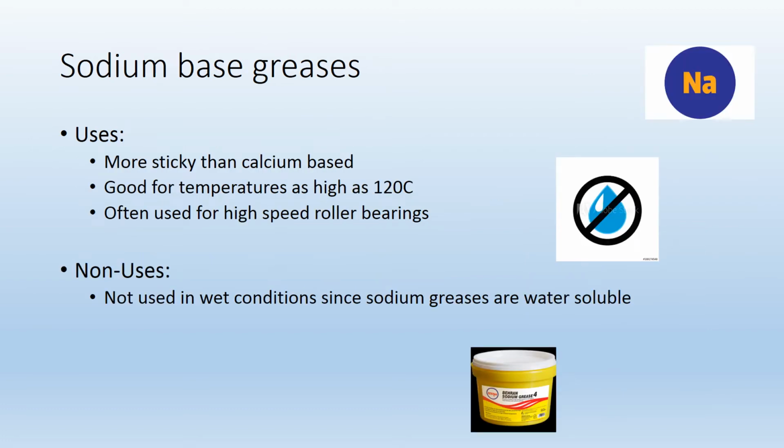Sodium-based greases are more sticky than a calcium-based grease. They're also good to higher temperatures. They'll go as high as 120 degrees Celsius. Sodium-based greases are often used in high-speed roller bearings. Sodium grease is water soluble. Due to that fact, they are not suited for wet conditions.